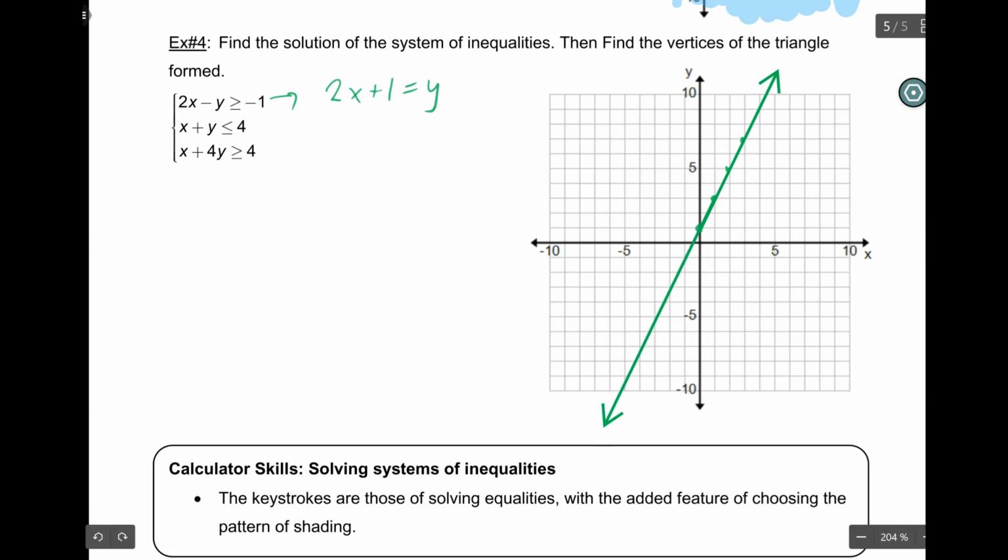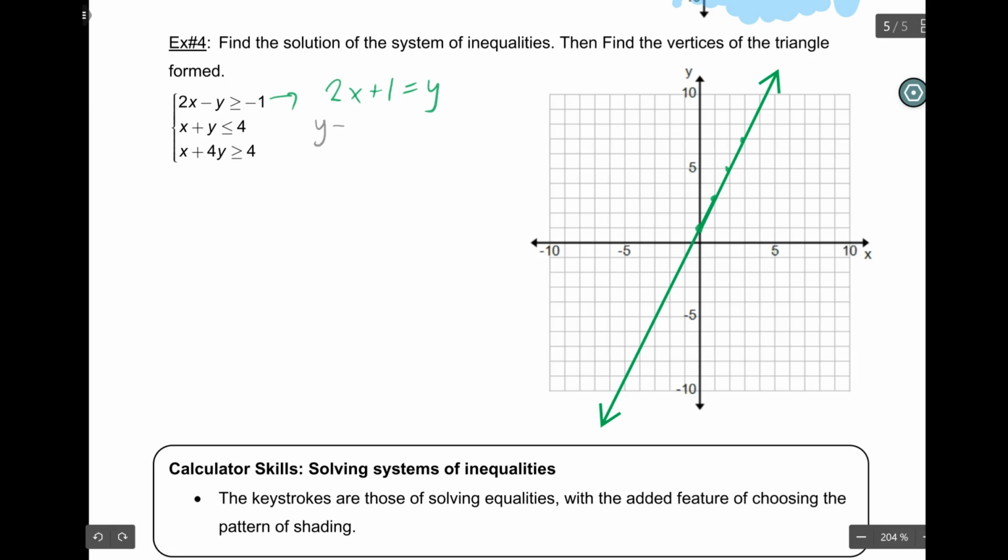Let's see, across there. Try to make it as straight as possible. I think that works. Okay, so there's one of the lines. Another one of the lines is going to be x plus y is less than or equal to 4.